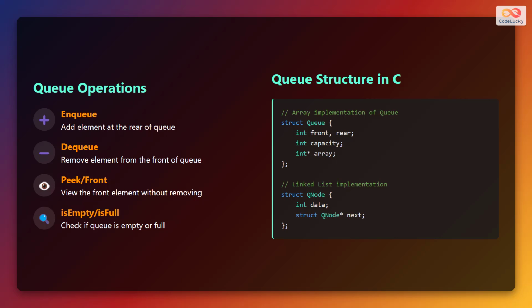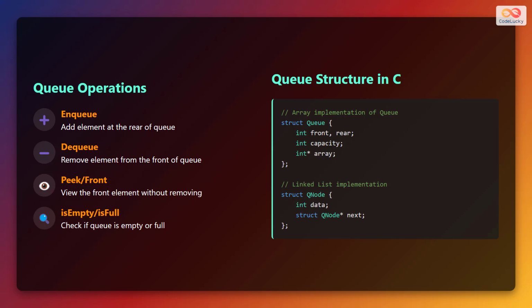Let's start by discussing the fundamental operations that can be performed on a queue data structure. First is Enqueue. Enqueue is the process of adding a new element to the rear or the end of the queue. Second is Dequeue. Dequeue is the operation of removing an element from the front of the queue.